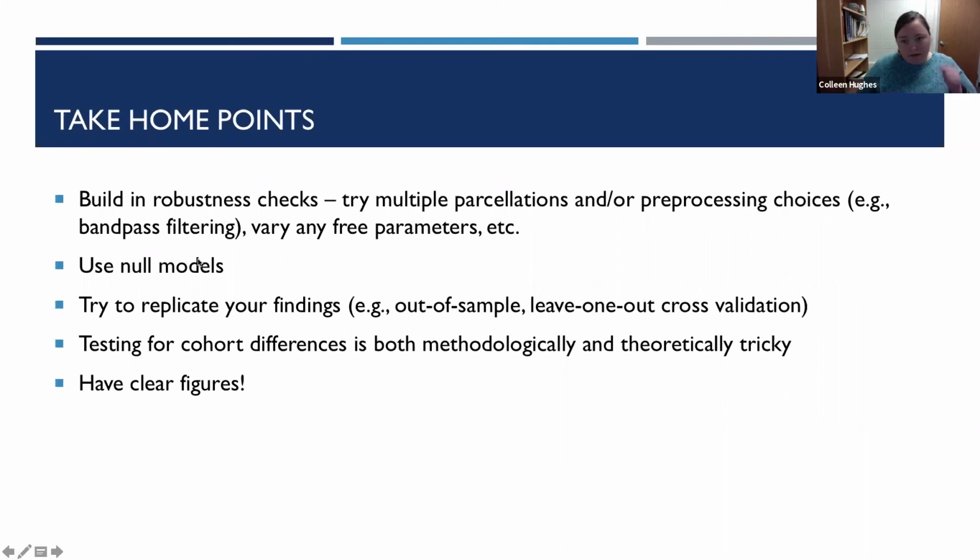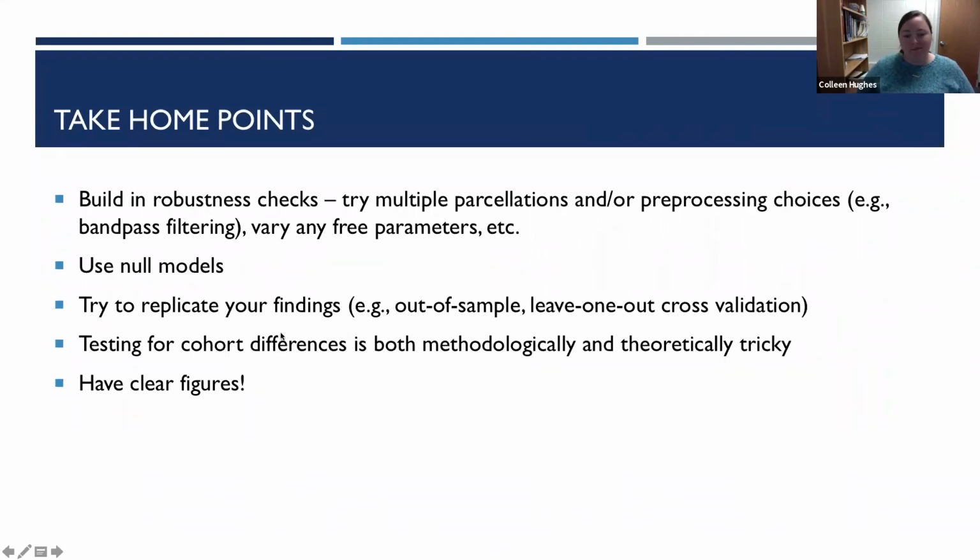Null models and how you create them are really important for statistical testing. Try to replicate your findings. We did this across multiple tasks. We tried to replicate what we could across the tasks that we have in our sample, but also testing out of sample or doing leave-one-out cross validation.